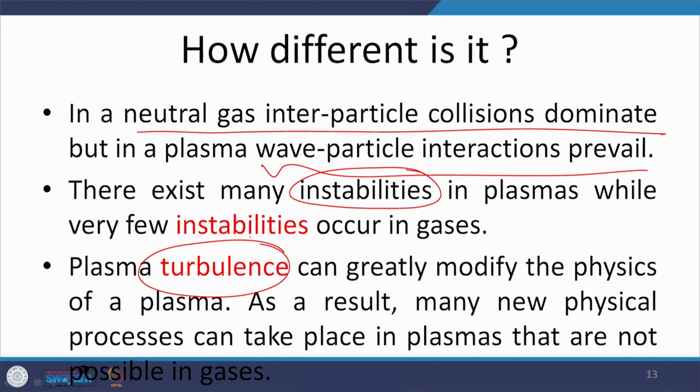And plasma turbulence can greatly modify the physics of plasma. So, associated with the instability, we talk about turbulence. These are very complex physical processes, they cannot be defined just like that. In time, we will try to understand the meaning of these instabilities and turbulence. Plasma turbulence can greatly modify the physics of plasma. As a result, many new physical processes can take place in plasma that are not possible in gases. So, there is a huge possibility that we can encounter many new physical phenomena.